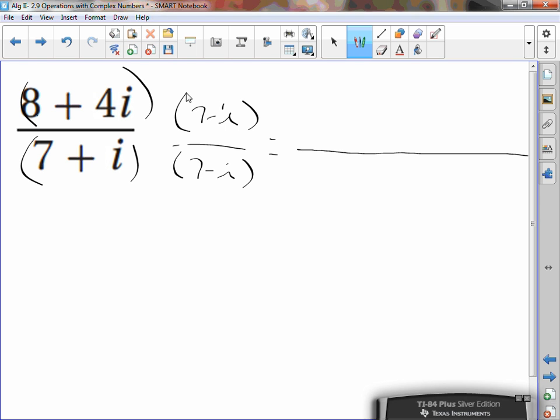When I distribute, what's 8 times 7? 56. What's 8 times negative i? Negative 8i. Okay, what's 4i times 7? 28i. And what's 4i times negative i? Negative 4i squared. Now, most of the mistakes that I saw were sign issues. Now, on the bottom, you can decide to multiply it all out or know that this is special.